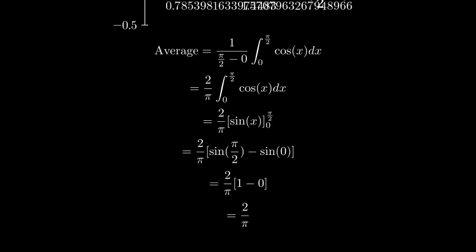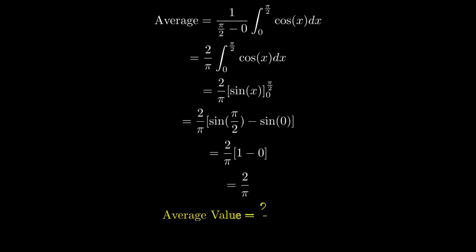Since sine of pi over 2 is 1 and sine of 0 is 0, this simplifies to 2 over pi times 1. To visualize what this means geometrically, the average value represents the height of a rectangle whose area equals the area under the curve from 0 to pi over 2. Therefore, the average value of cosine x from 0 to pi over 2 is 2 over pi, or approximately 0.637.